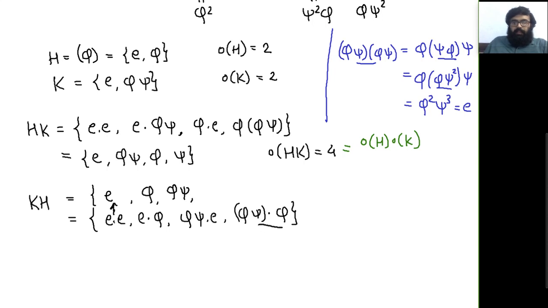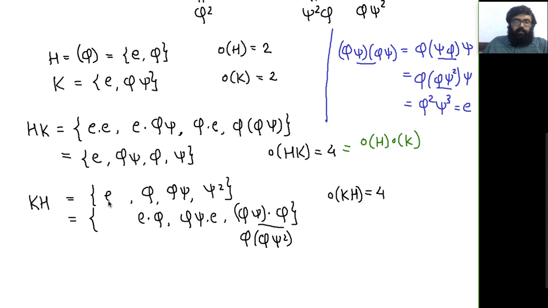And this one is phi psi, which is nothing but psi phi. Psi phi is nothing but phi psi square, so phi square psi square. What is phi square psi square? Phi square is identity, so that is psi square. And what is the order of KH? The order of KH is also 4 here. So there are 4 elements in HK and 4 elements in KH when there are two elements in H and K. So in total we have 4 distinct elements.